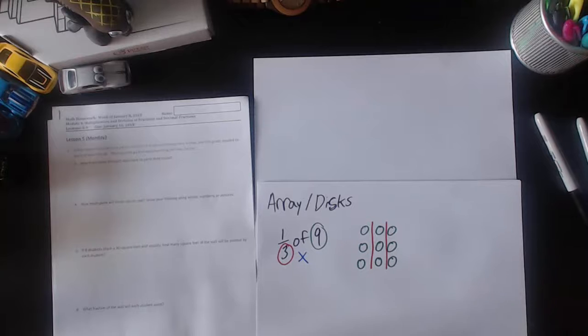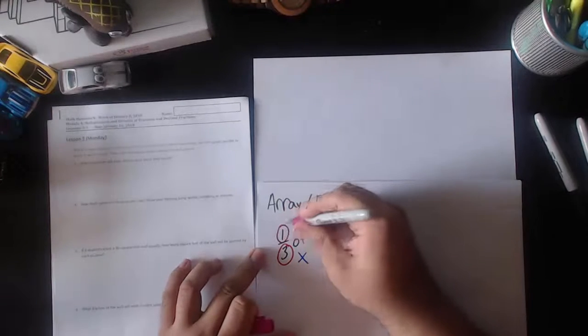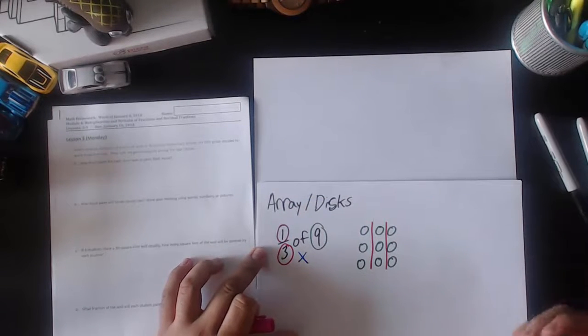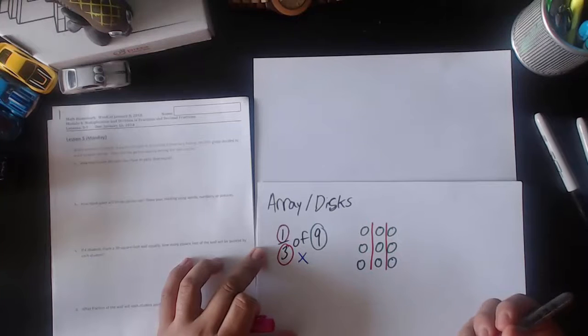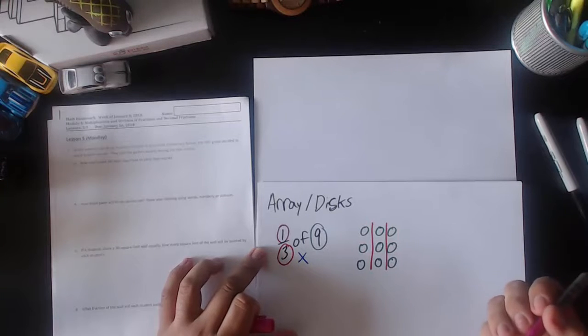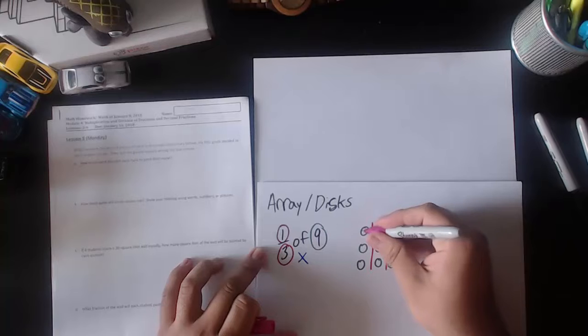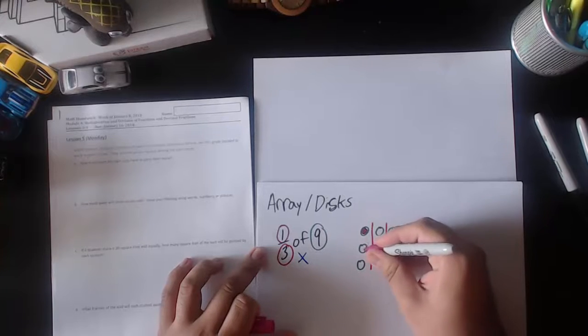Now, our numerator, let me get a different color. I'm going to choose orange. Never mind, because orange resembles red, and that will be confusing. I will choose magenta. The numerator tells us how many of those groups we're looking for. Now, this problem is asking us 1/3 of 9. So we're going to highlight one group, or shade in.